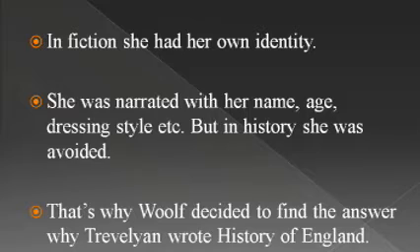In fiction, she had her own identity. She was narrated with her name, age, dressing style, etc. But in history, she was avoided. That's why Woolf decided to find the answer to why Trevelyan wrote History of England. Actually, all these points we went through in our last class. Why did Trevelyan write History of England without adding all the details of that era?